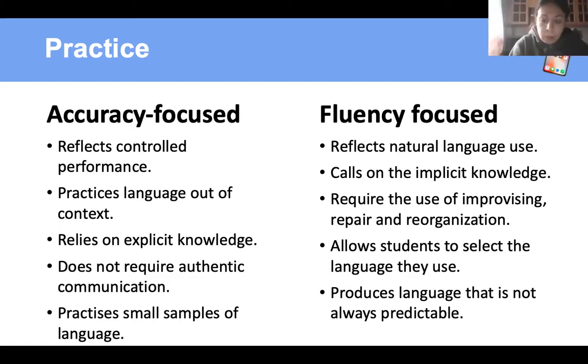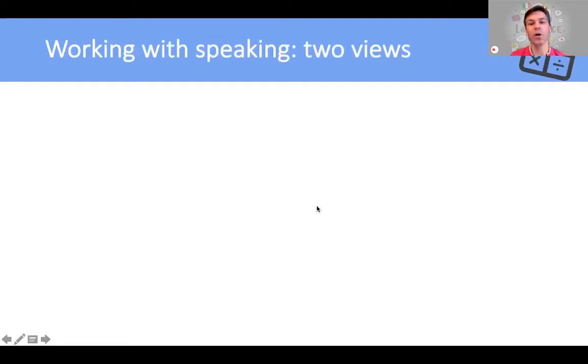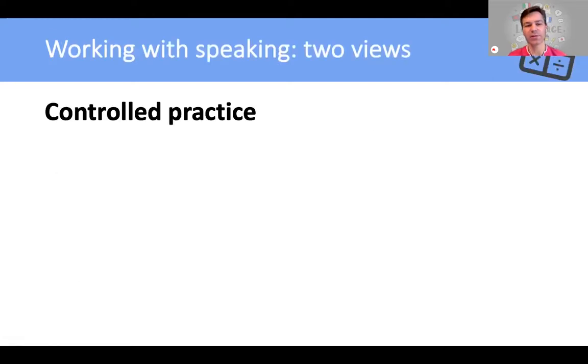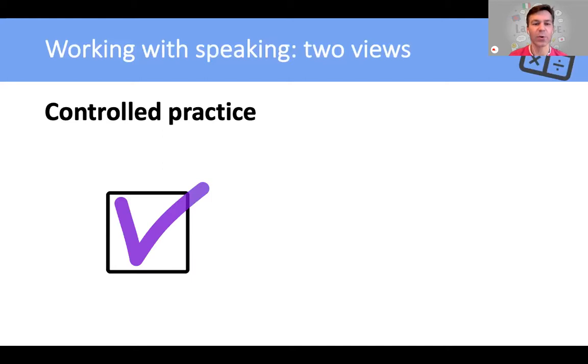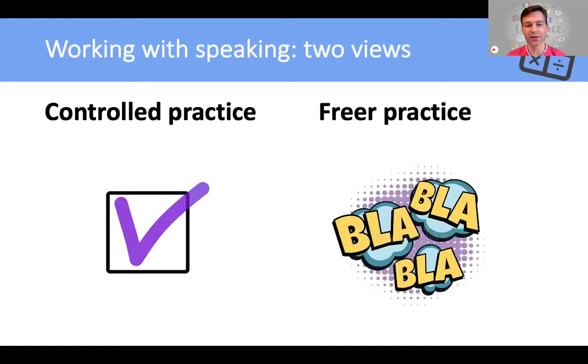Accuracy is easier, but in fact, I think accuracy-focused activities are overused in the teaching classroom, and there is a little problem here. And the problem comes with theory. Working with speaking, there are two views. We can start thinking about controlled practice, and we can start thinking about freer practice. Controlled practice is accuracy-focused activities, a lot of control. If it's correct grammar forms, vocabulary forms, it's easier to control.